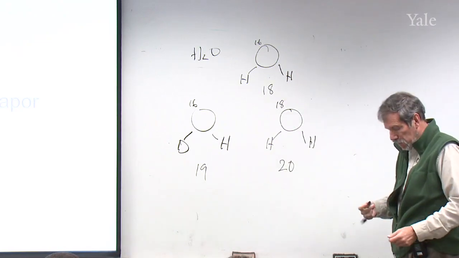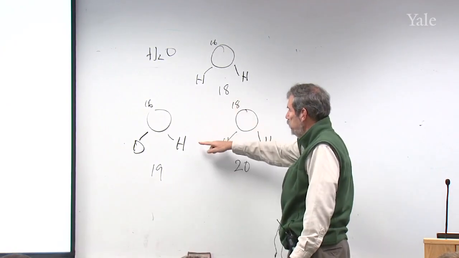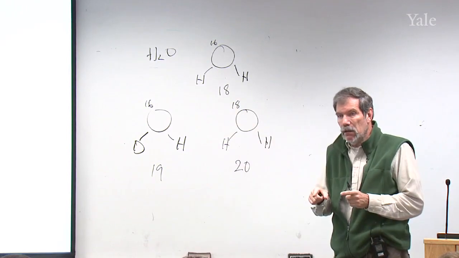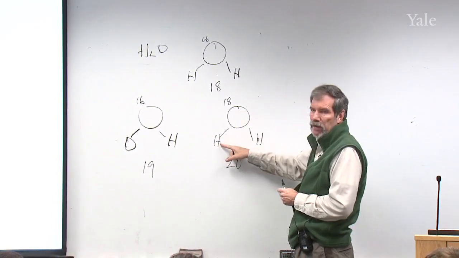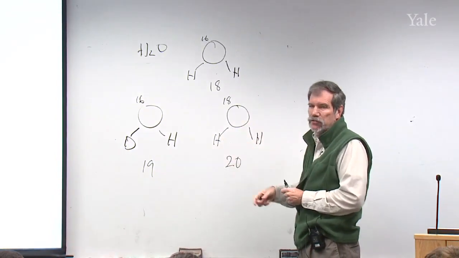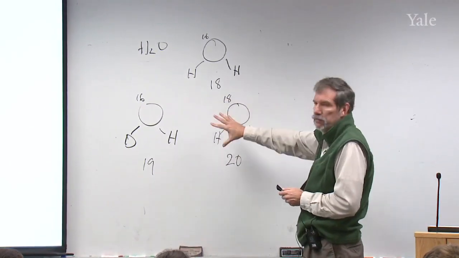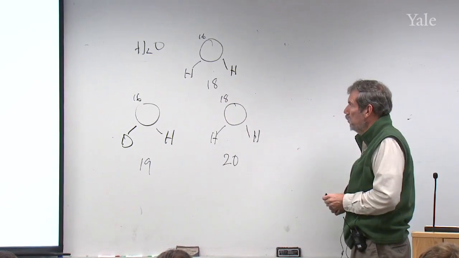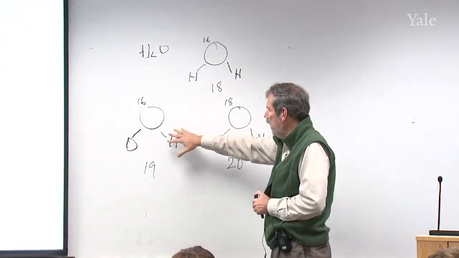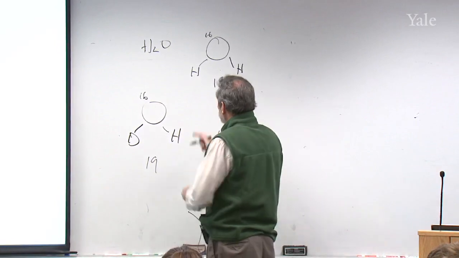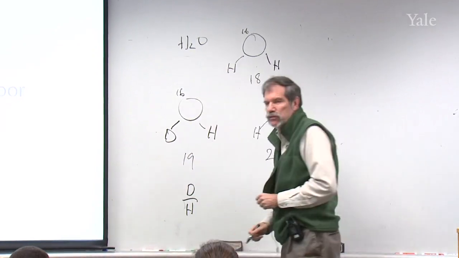Now you can imagine others. For example, you could replace both of the hydrogens with deuterium, but that would be so rare that I'm not interested in it. Or you could replace the oxygen 16 by 18 and one of the hydrogens by deuterium, but again, that is so rare that I'm not interested in it. So I'm going to just limit myself to these three isotopes. This would be called the normal, and these would be the heavier ones, and we keep track of the ratio. For example, if you're comparing these in a sample, you would measure the D to H ratio.